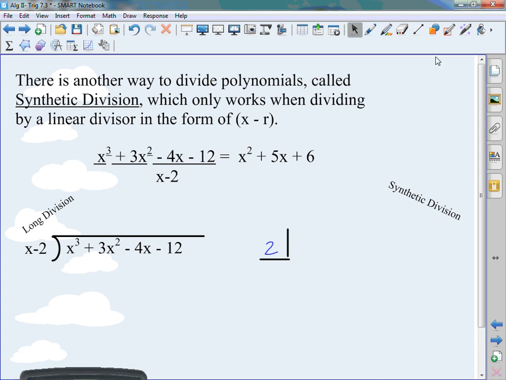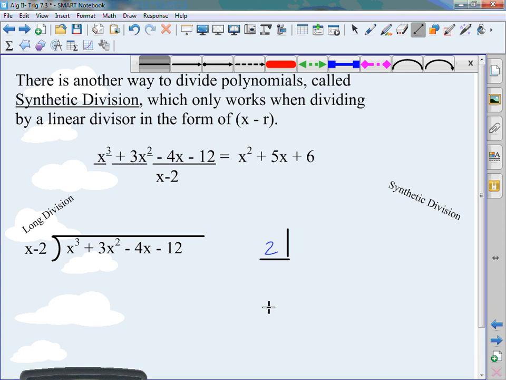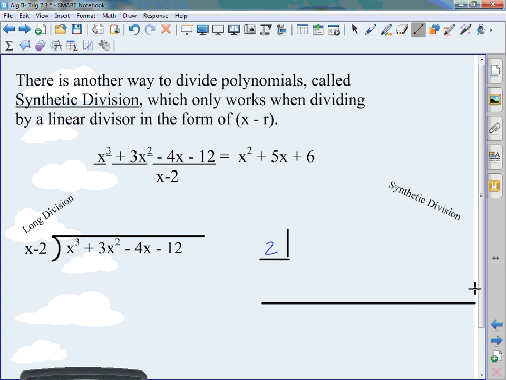This is the way I do synthetic division. The way you're going to see it may be different, it's just another way to do it. You have to be careful.